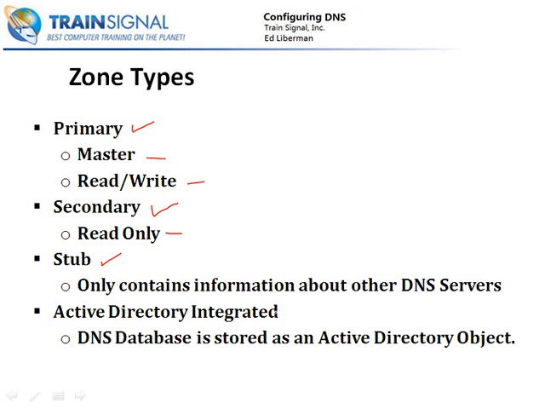But we also have something which is very common these days, which is something called an Active Directory integrated zone. Active Directory integrated zones take the place of the old primary and secondary. Now the DNS database is stored as an Active Directory object, eliminating that master read-write copy, having only a single master. Now we can use the multi-master replication topology that Active Directory provides for us.